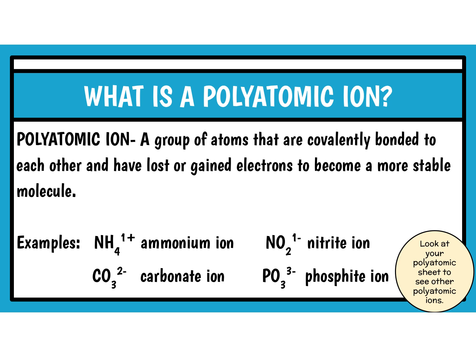Okay, so now what is a polyatomic ion? If we just look at the word, we can use some of the clues here. Poly means many, atomic means atom. So there's going to be many atoms that are together that are an ion. Remember, they have a positive or a negative charge. So here's our formal definition: a group of atoms that are covalently bonded to each other. Okay, that's kind of weird, right? They're covalently bonded, and they've lost or gained electrons to become a more stable molecule.